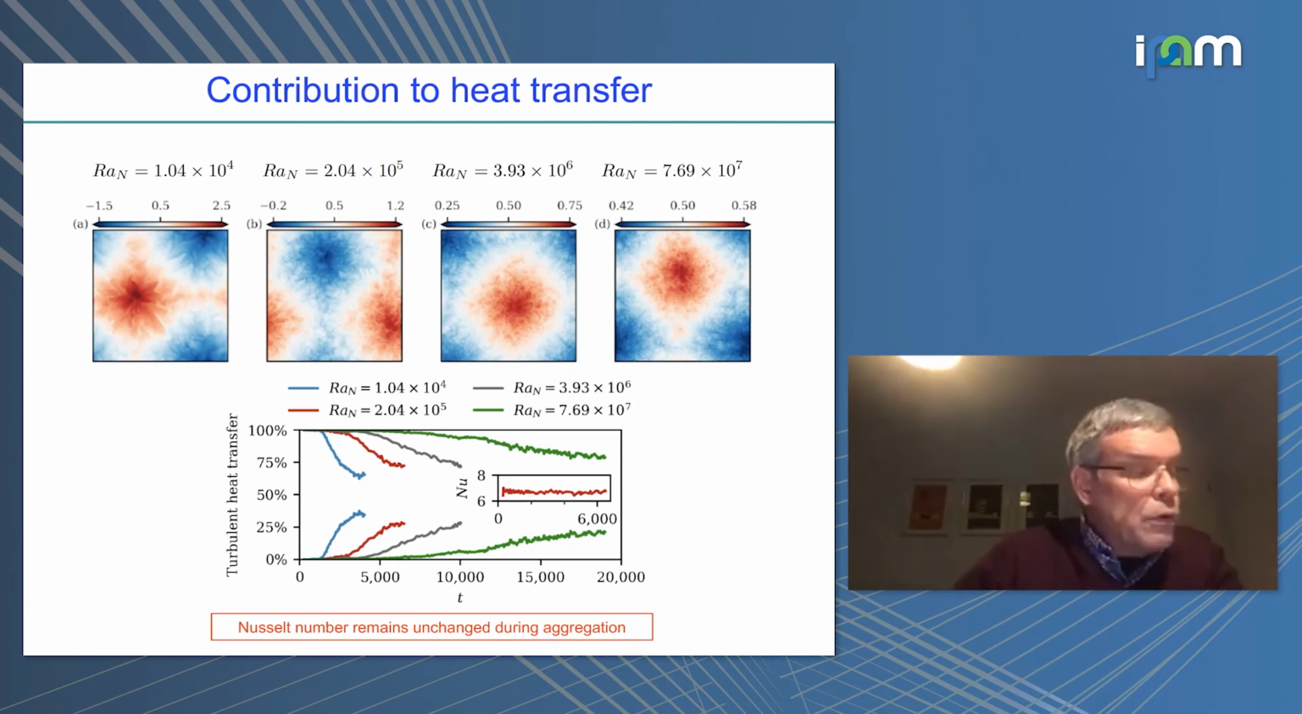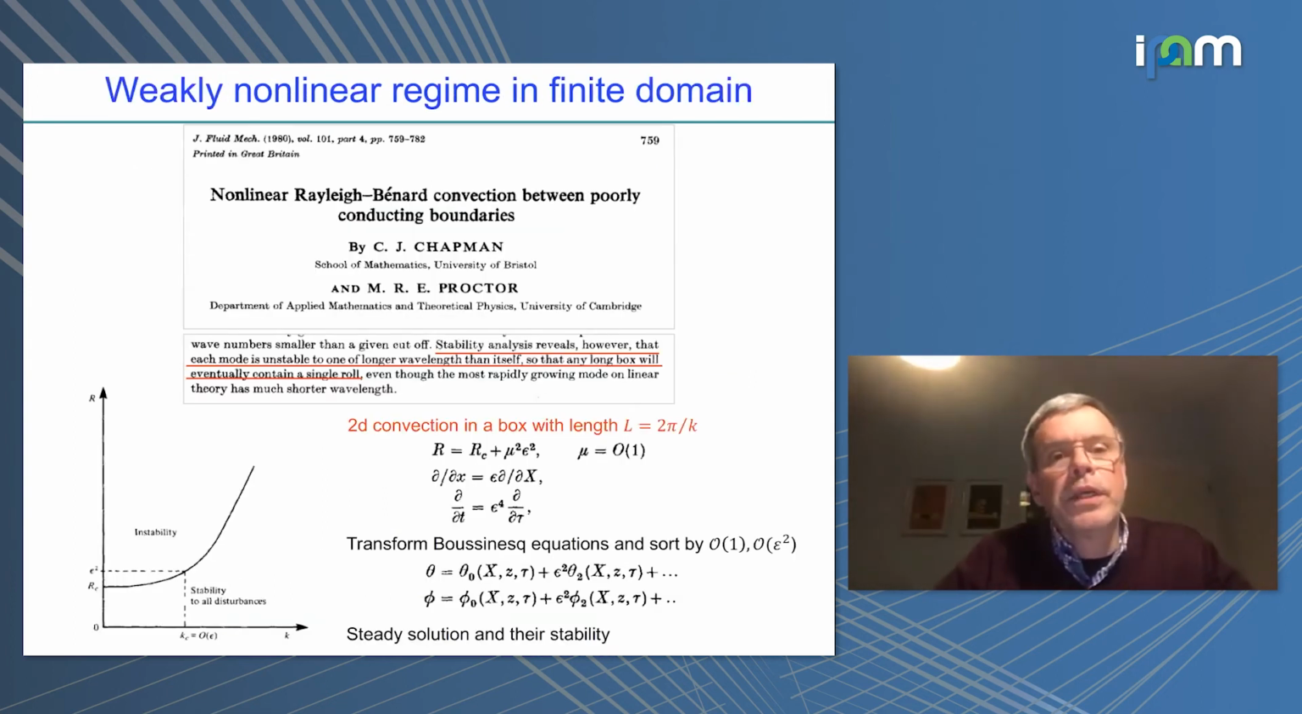Okay, so now we are going a little bit further. And again, we look back into the theory, and there's a work by Chapman and Proctor where they basically extended these considerations by Hurl and colleagues, considered 2D convection in a finite box. So in a finite box, you have a minimum wave number, which is prescribed by the horizontal lengths.